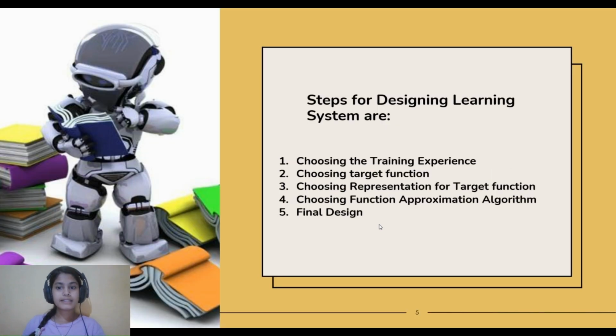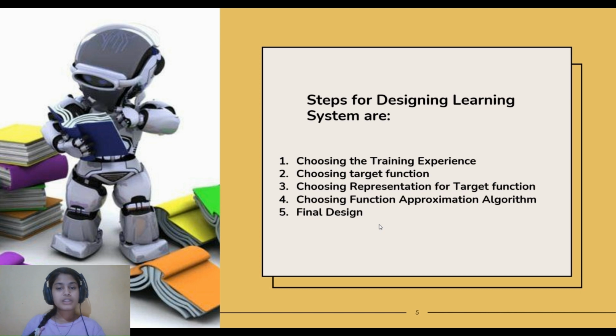Now, let's see what the steps for designing the learning system are. The steps are: one, choosing the training experience, that is, what data we are feeding to the machine model. Second, choosing the target function: what is our target, what do we want the machine to do? Third, choosing a representation for the target function: how do you want the result to be represented? Is it in tabular form, a graph, a pie chart, or any other form?